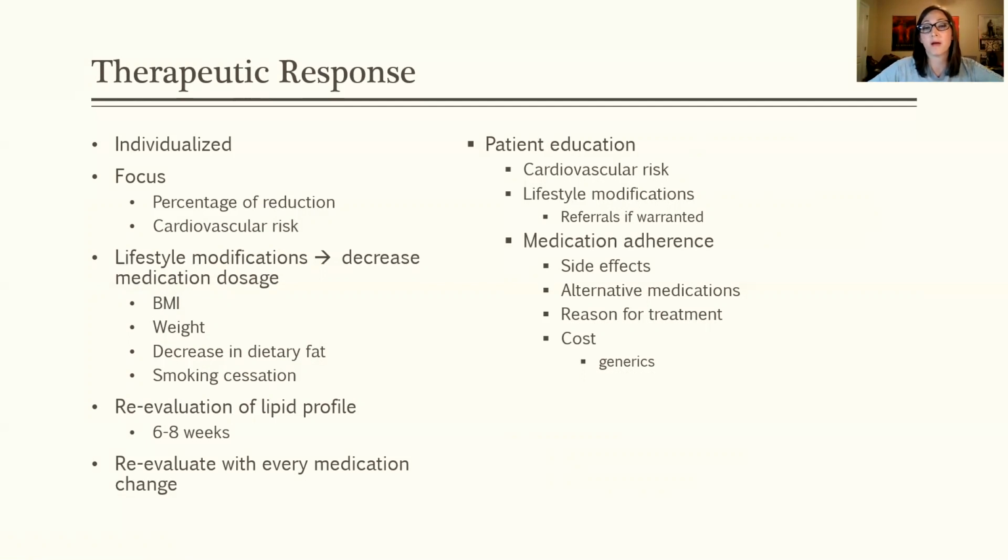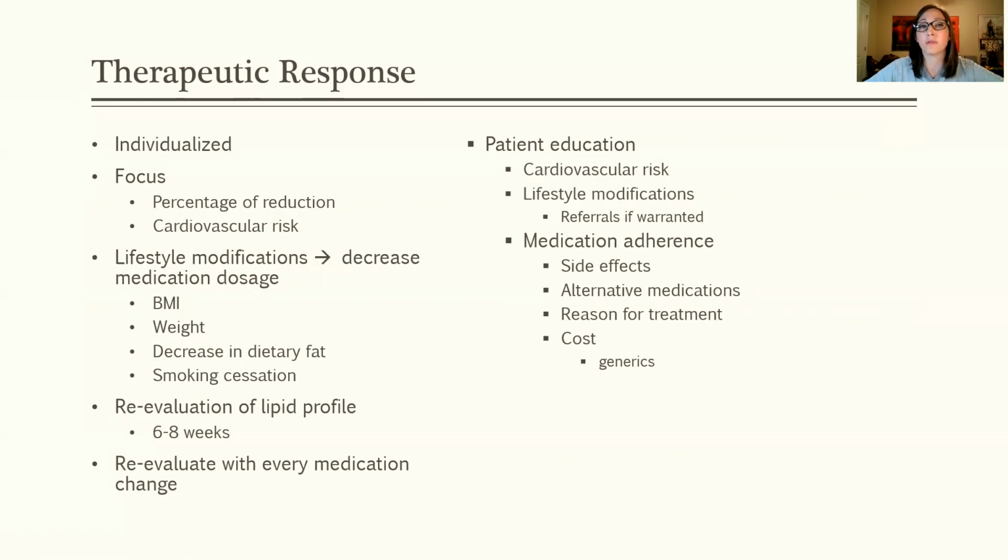You also want to talk with them about medication adherence. So making sure that they're aware of side effects that they can have, so they don't experience those and stop the treatment because they don't like the way it makes them feel. Also, with the side effects, if they're experiencing something that they can't tolerate, then there's always other options for medications that can be trialed to see what works best for them. Also talking with them about the reason for treatment. Cardiovascular disease is the #1 cause of death in the United States.